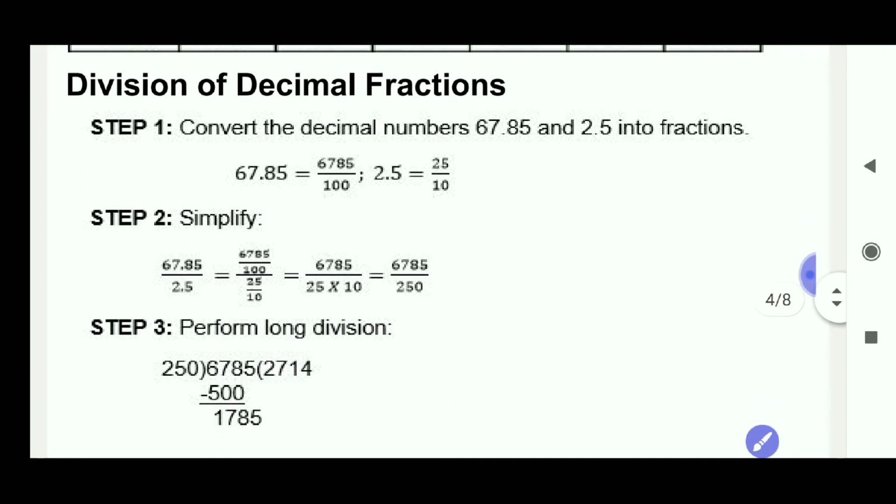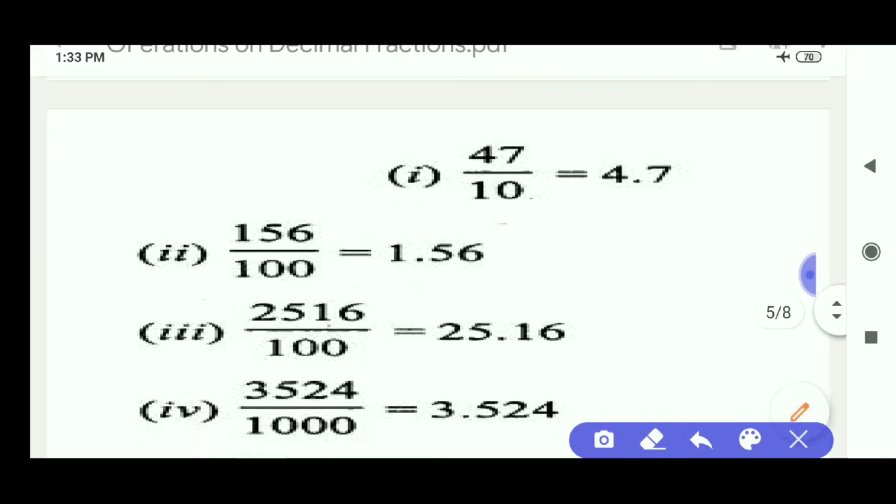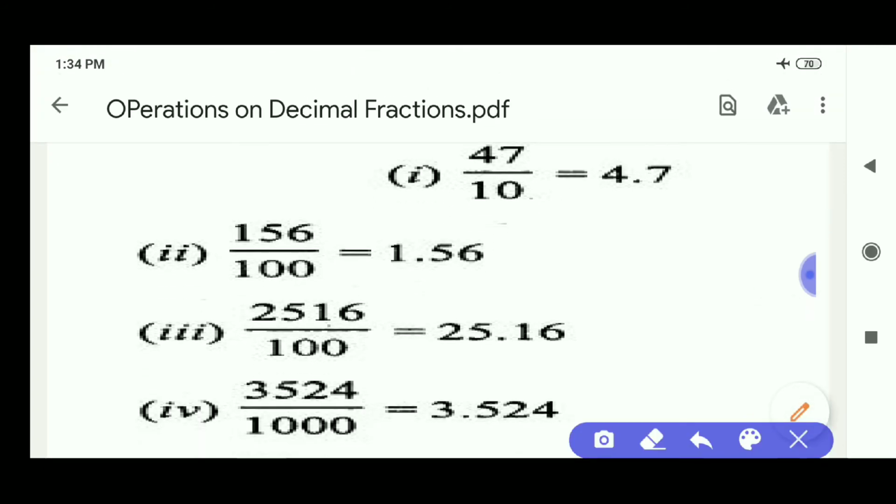Now, how to divide? Before going into division, just observe here. 47 by 10 is equal to 4.7. In the denominator, we have 1 0. So, put the decimal point behind one digit. One more question. 156 by 100. How many zeros are here? Yes, 2 zeros. So, put the decimal point behind 2 digits. So, it becomes 1.56.